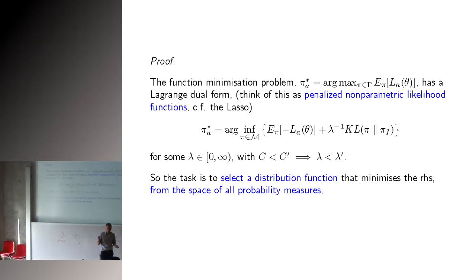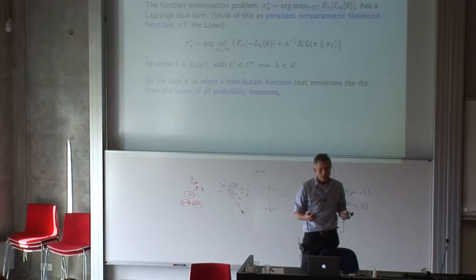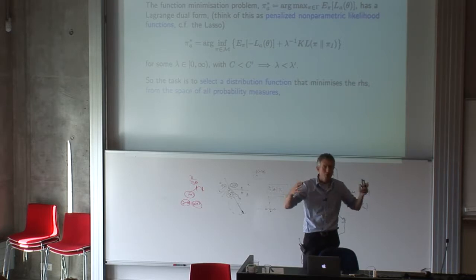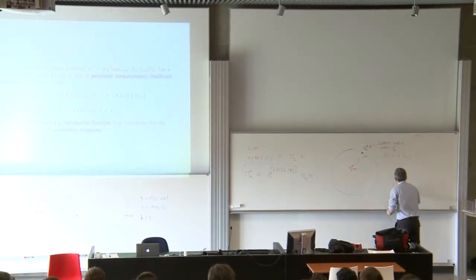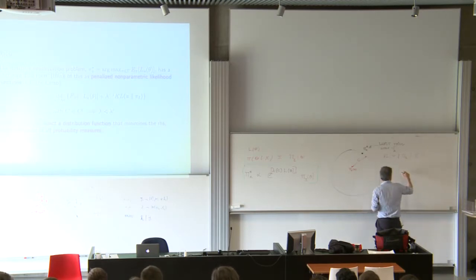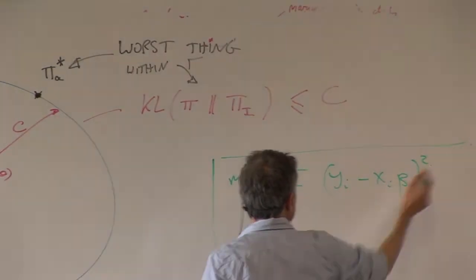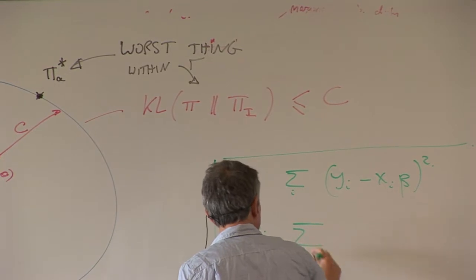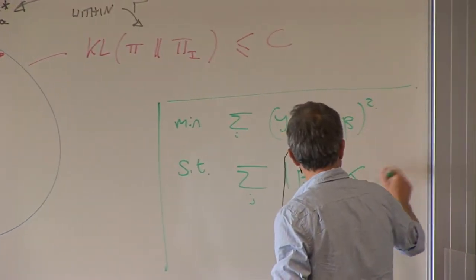I'm assuming lots of people know about the lasso, have studied the lasso in machine learning. If you read the original paper of the lasso, it says find me the model where the sum of the absolute value of the coefficients is less than some constant. So the original definition of the lasso was to minimize the sum of squares of y_i minus x_i beta, subject to the sum over j of the absolute value of beta j being less than or equal to c.